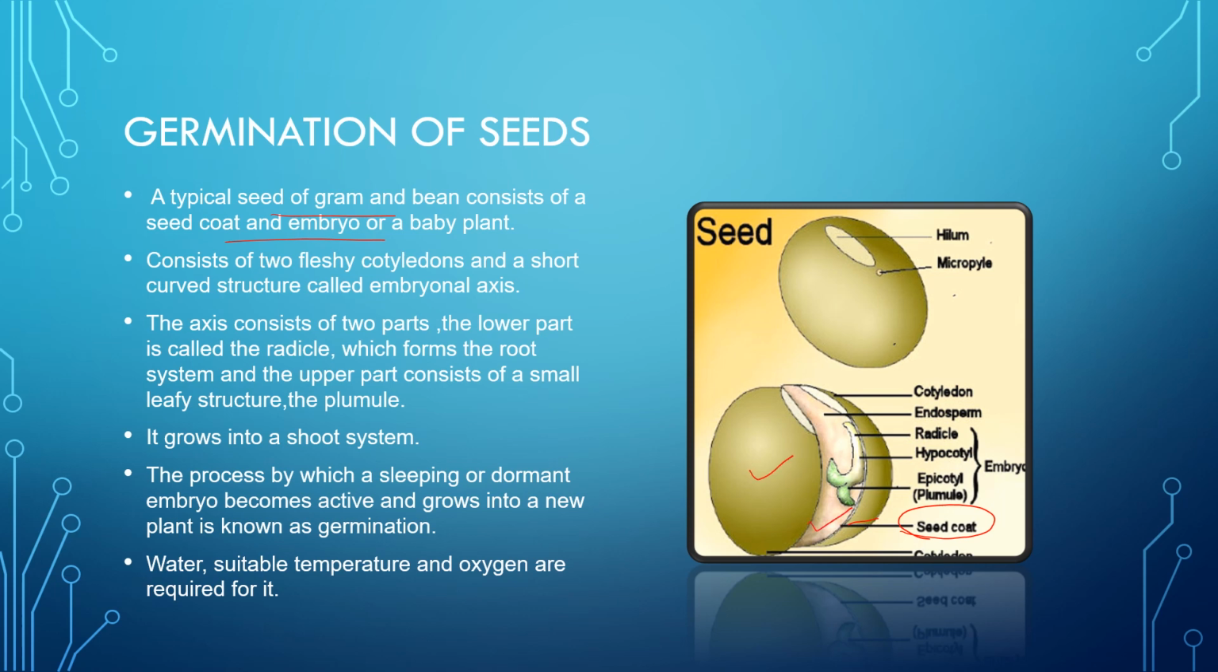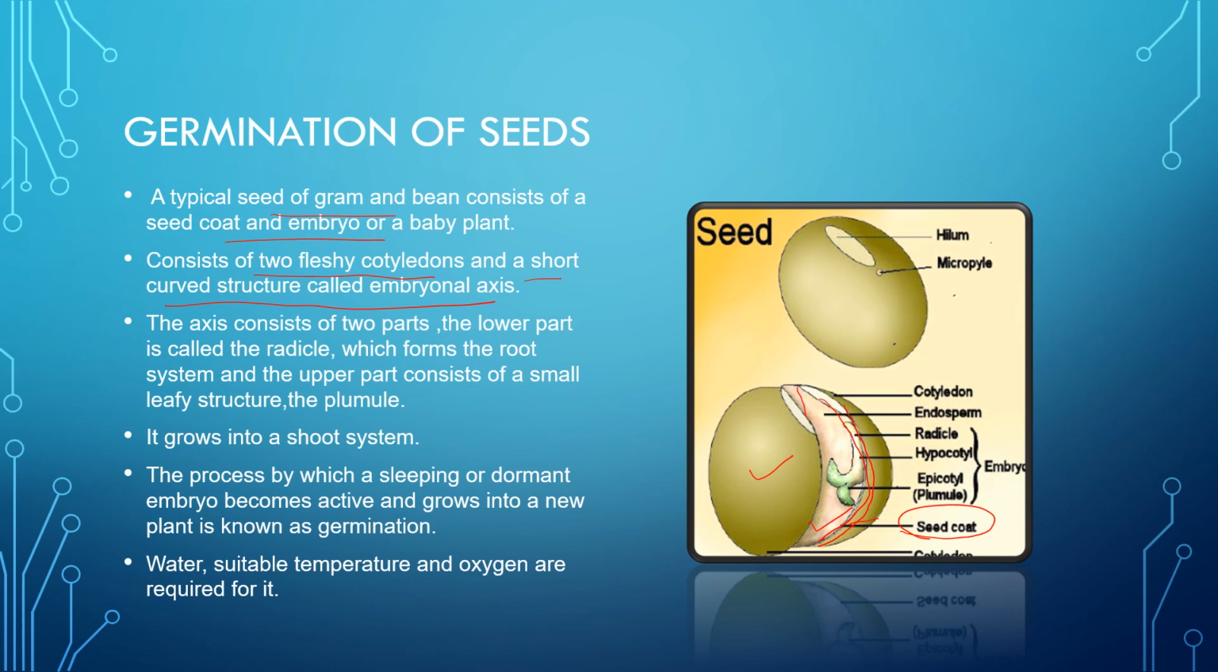So two fleshy cotyledons, and this structure, the axis, which consists of two parts, is the embryonal axis. The seed consists of two fleshy cotyledons and a short curved structure called the embryonal axis. So this is the embryonal axis, a short curved structure of the seed.